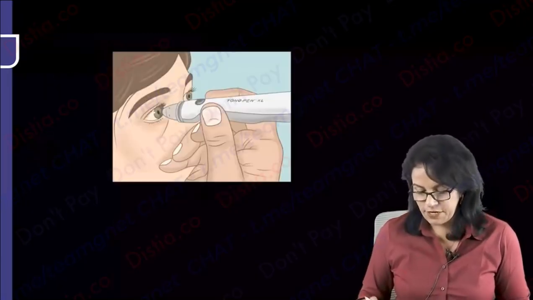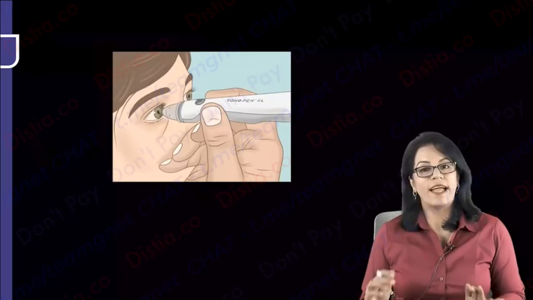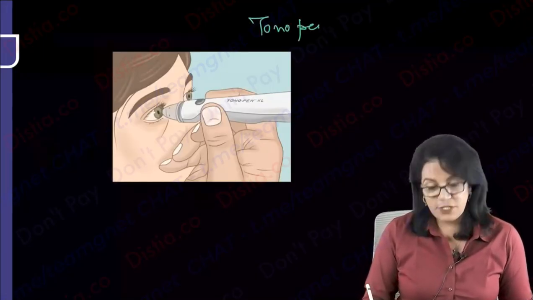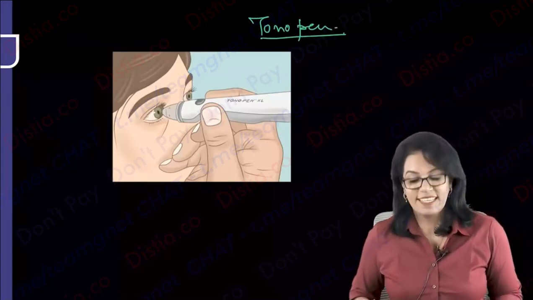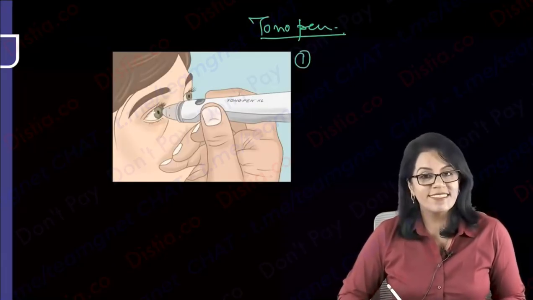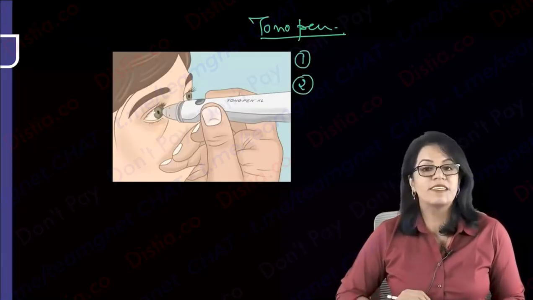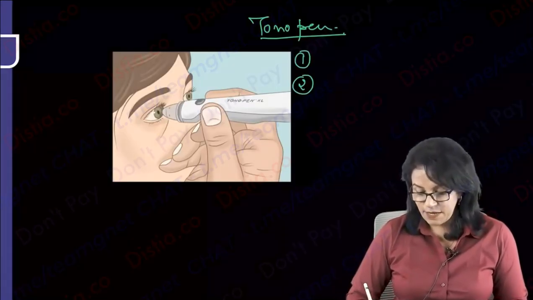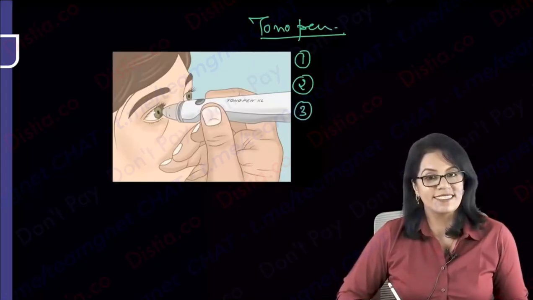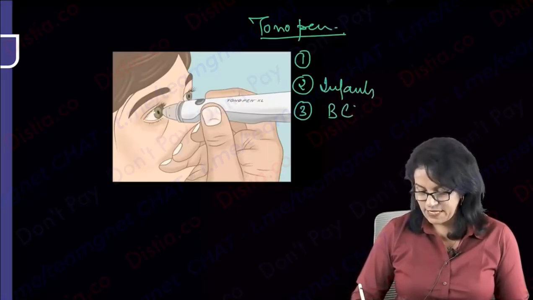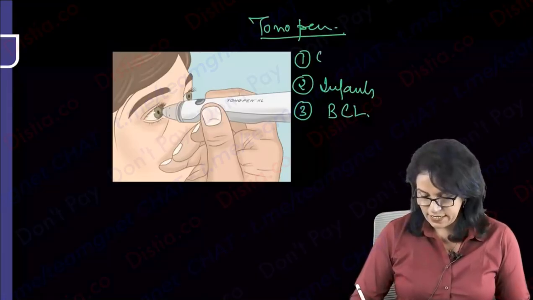Right? Then we talk about what this is. So handy, the Tono-Pen. What were the questions on the Tono-Pen? Let's revise here. This is one which can be used in scarred and irregular corneas. Secondly, I told you it can be used in infants, right? And even it can be used with a bandage contact lens. So three points: infants, bandage contact lens, and irregular and scarred cornea.